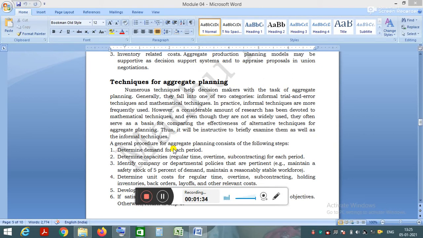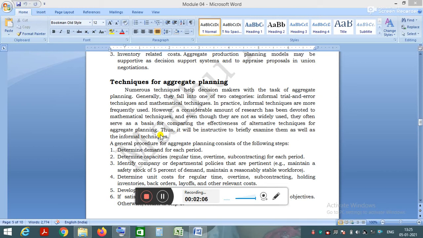Today we are discussing the techniques used for aggregate planning. That means the methods which are followed in aggregate planning to take proper decisions so that the activities can be performed without any interruption in the coming period. Aggregate planning is applicable for 6 to 18 months. It plans the activities so that the demand can be met.